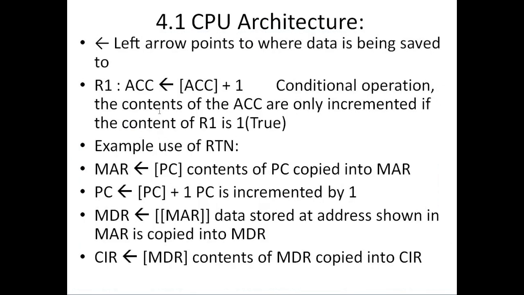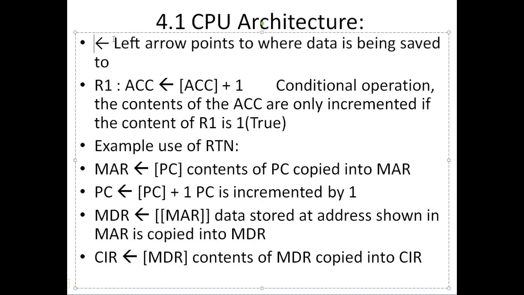Left arrow, which you would know from your O-level chapter 7 as well, is known as the assignment operator. Over here, left arrow works in the same vicinity. It basically points to where the data is being saved to, or where the data is being transferred from. Usually we write the name of the register to which data is going on the left side of the left arrow, and we write the name of the register from where data is being copied on the right side of this left arrow.